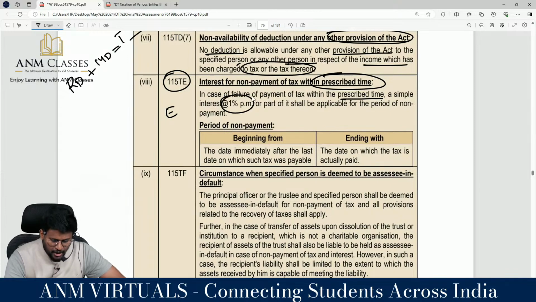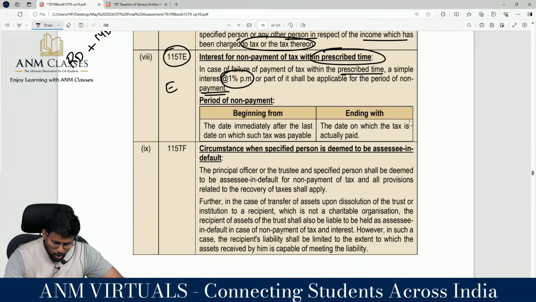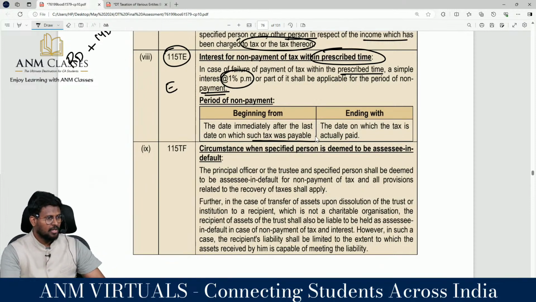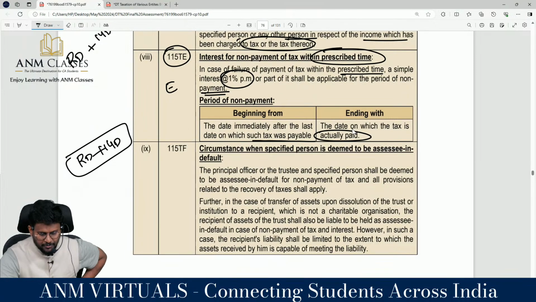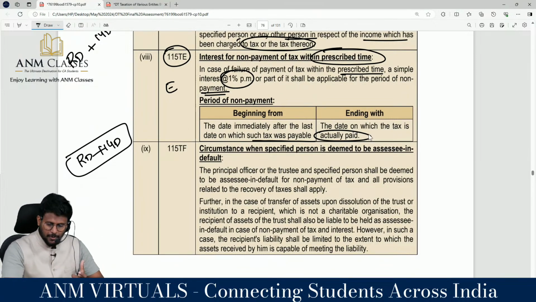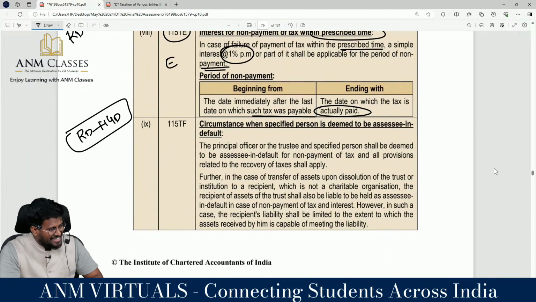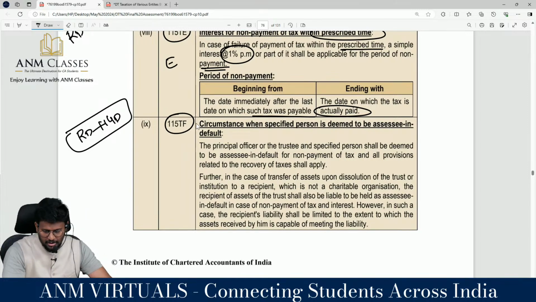a simple interest at the rate of 1 percent per annum or part thereof shall be applicable for the period of non-payment, beginning from the date immediately after the last day on which the tax was payable. That means from the relevant date, 14 days is the time to pay, till the date on which the tax is paid. For this period, 1% per month or part of the month, you are liable to pay interest as per 115TE.